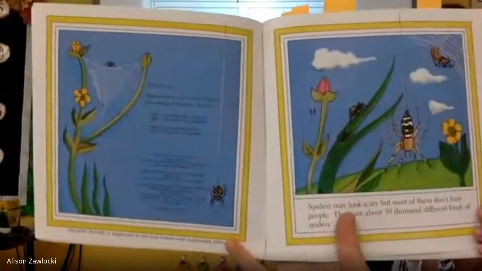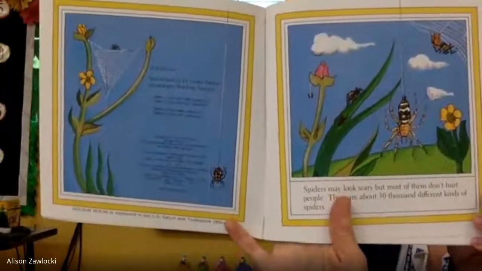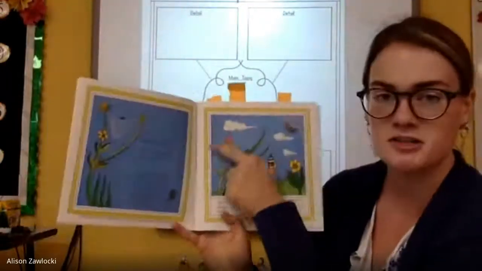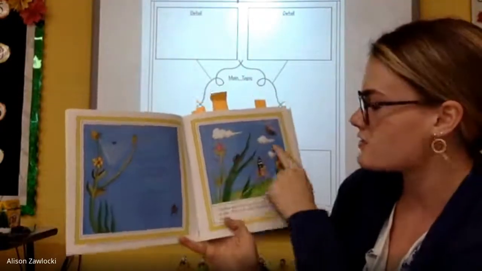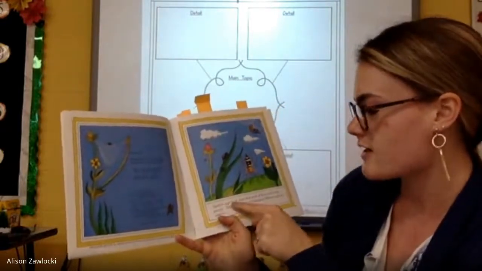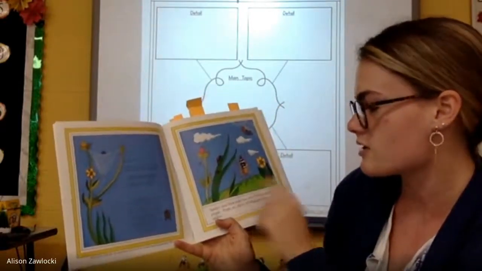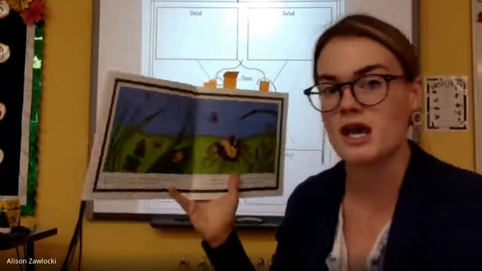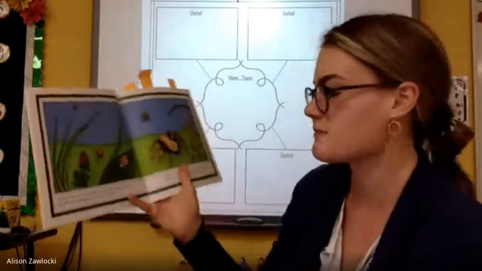Ooh, so far, I have an idea what my main topic might be. I read my first sentence. I looked at my pictures. I see there are a lot of different kinds of spiders. I see that my first sentence says spiders may look scary, but most of them don't hurt people. Let's keep reading and see if we can determine what the main topic is.